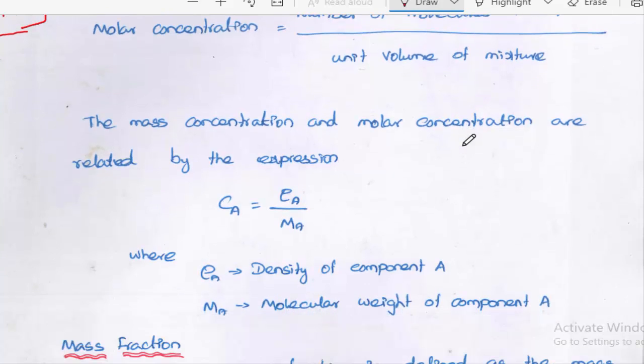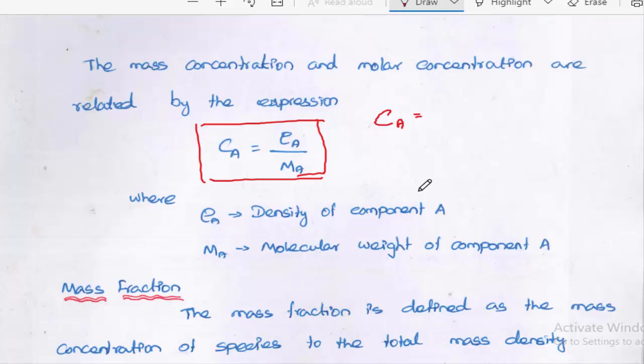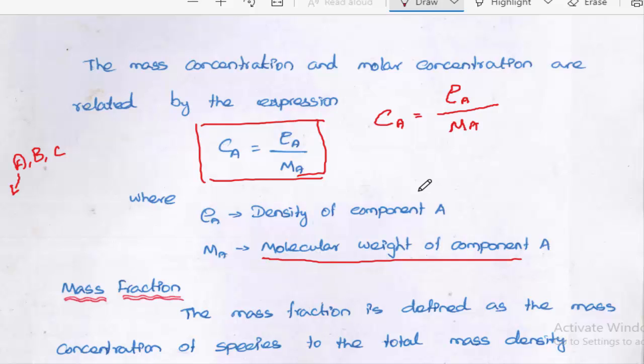Okay, so the mass concentration and the molar concentration are related by the expression Ca equal to rho A divided by the molecular weight of the component. Ca is nothing but the molar concentration of component A. Consider a mixture having the components A, B, C. Here I am considering only component A. So the molar concentration Ca is equal to the mass concentration of component A, rho A, divided by Ma. Ma is nothing but the molecular weight of component A.